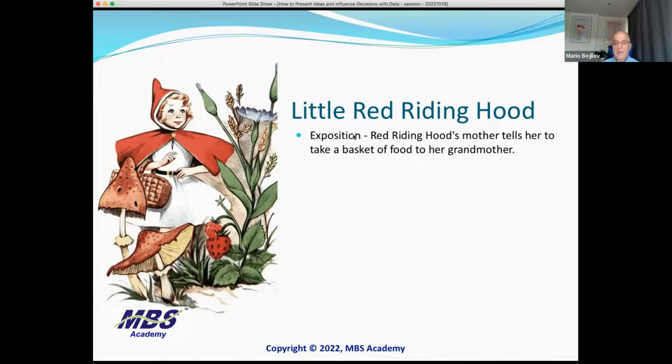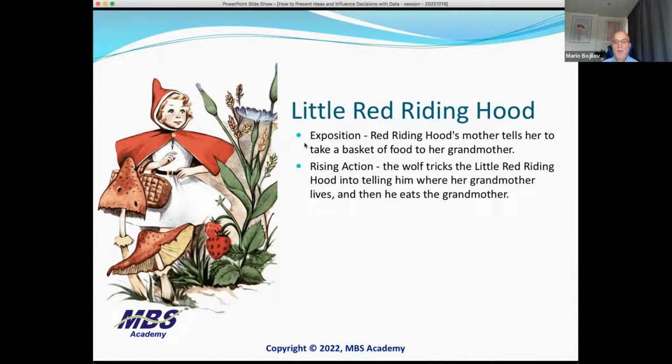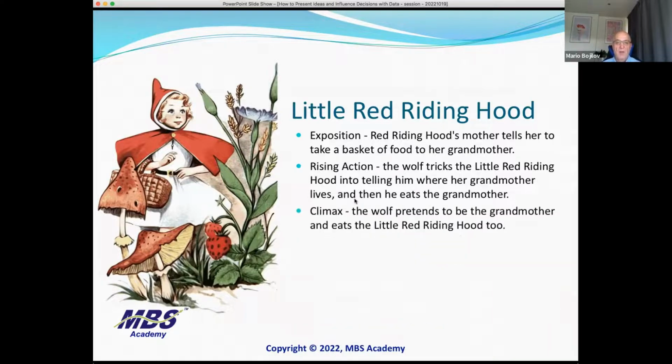So the exposition is the girl's mother tells her to take a basket of food to grandma. And the girl goes to the forest, meets the wolf, who tricks her to tell him where her grandmother lives, and then he goes and eats the grandmother, right? And the climax. So the wolf is in grandmother's bed.